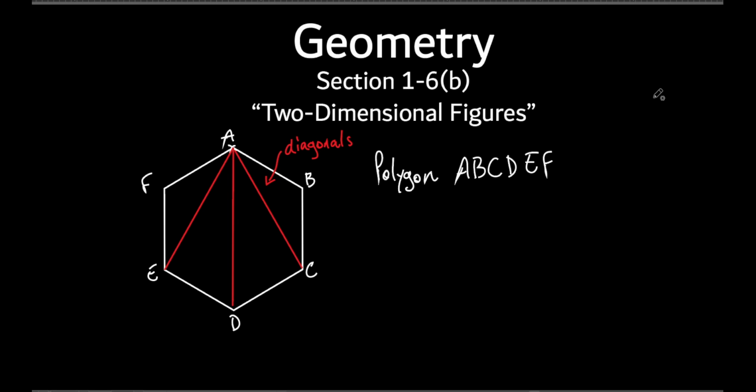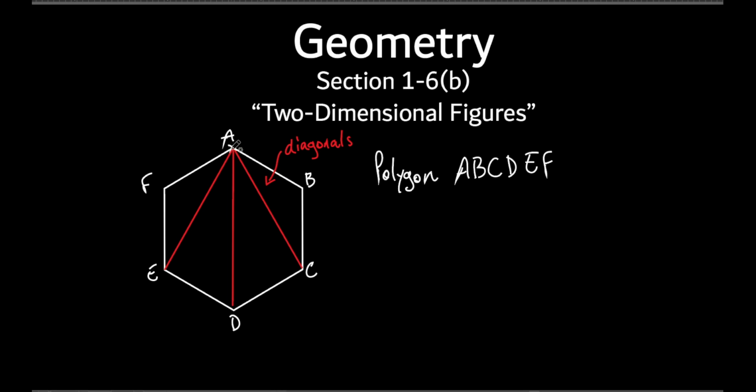All right, do you understand what I mean by non-consecutive? Consecutive means one right after the other. So non-consecutive means you're going to skip one, right? So look, from A, we skipped F because that would be a consecutive vertex. So we don't draw a line from A to F. That's not a diagonal. That's just one of the sides of our polygon.